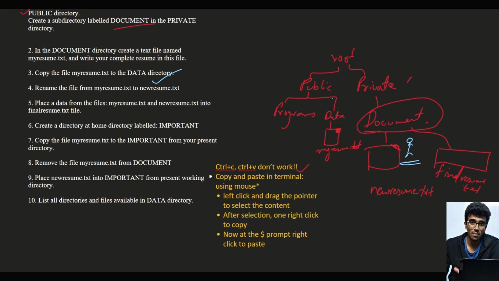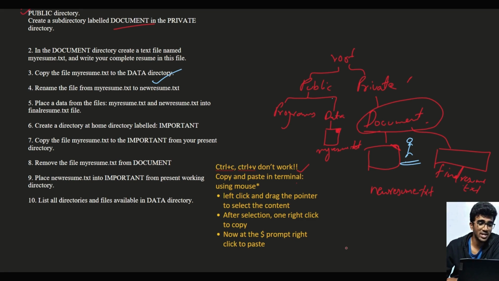To use copy and paste, you have to select first. If you are on a mouse, left click and then drag the pointer to select the content. After selection, do one right click and it gets copied. Then go to the command prompt, and when you're beside the dollar, click the right button of the mouse again so that you can paste the content.